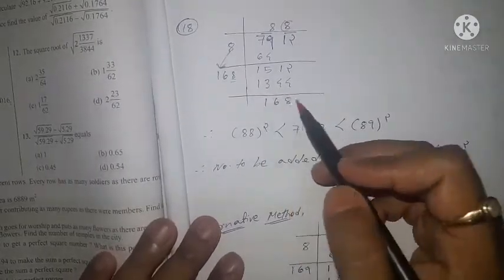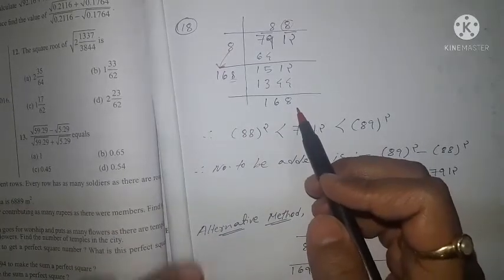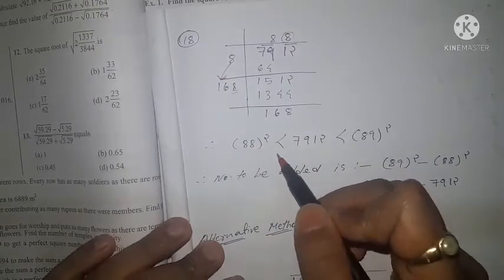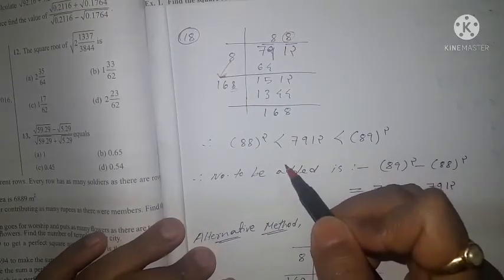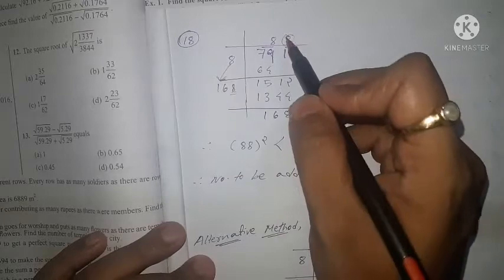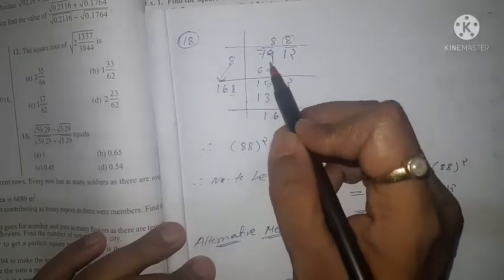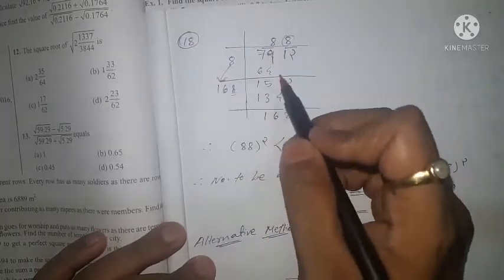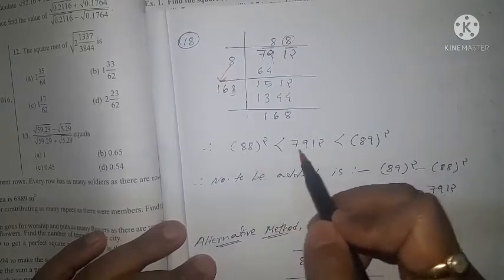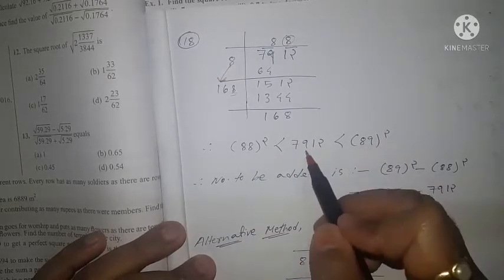So here it is given what we must add. We have seen that this 88 square is less than 7912, because after we get 88, the remainder is 168. That means 7912 is more than 88 square by 168. So this is the greater number. Therefore 88 square will be less than 7912, and it will be less than 9 whole square.